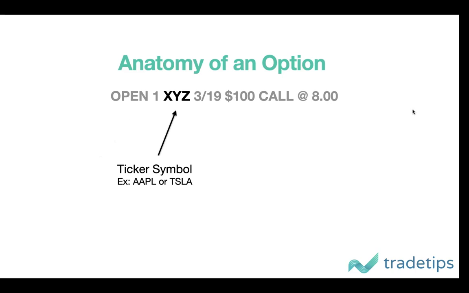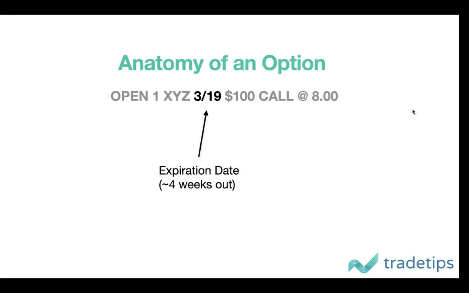Now, your ticker symbol is represented here in the XYZ, so if you wanted to buy Apple, that's AAPL. If you want to buy Tesla, that's TSLA. The next portion is the expiration date. Let's just say theoretically today is February 19, and this is 4 weeks out. Usually you want to buy at least 1 month's worth of time so that we're not overly exposed by time decay. We'll be talking about that more in the next video. But we want to make sure we get at least 4 weeks out worth of time.